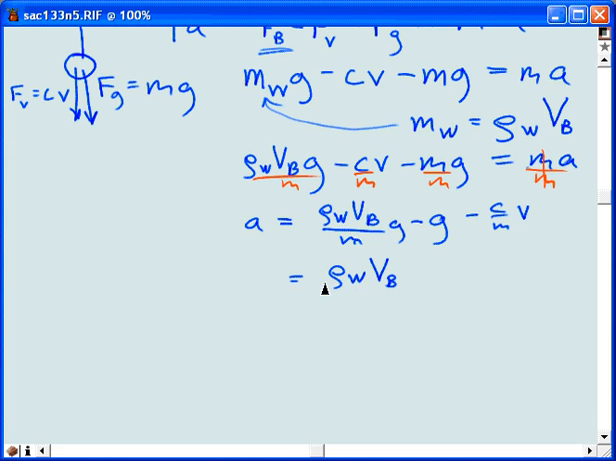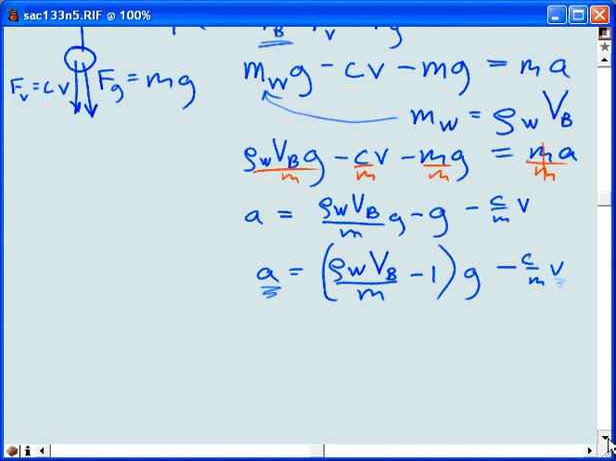I think these are known, the density of water is known. I always memorize it as gram per centimeter cubed, but that's equivalent to 1,000 kilograms per meter cubed. And divided by the mass of the ball, and then minus 1, and factoring this g out, minus c over m times v. So I got a relationship between the acceleration of the ball and the velocity of the ball. Looks like the greater the velocity, the smaller the acceleration.